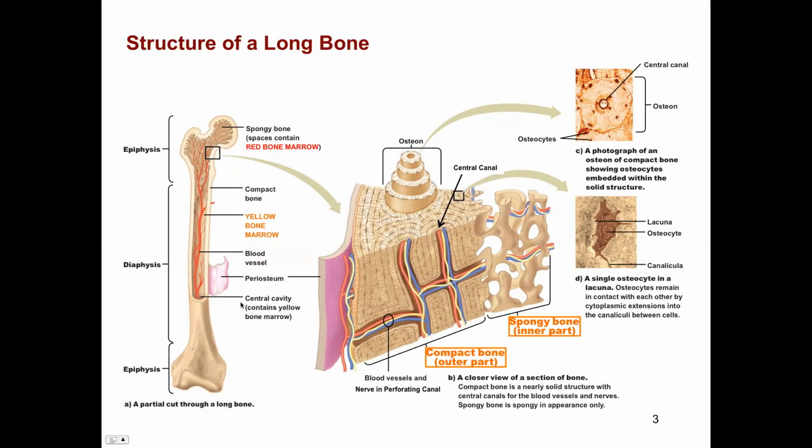Now, within the length of the bone, in the long bone, or in the center, you will find the yellow bone marrow where we have fat. And on the ends and the epiphyses, you will find the red bone marrow where we make blood cells.